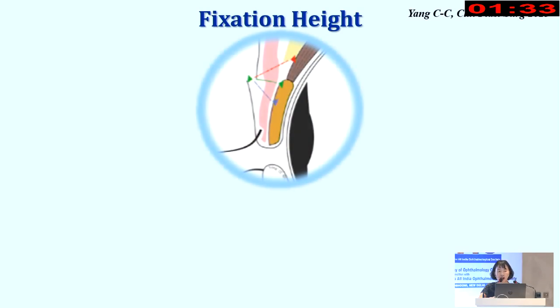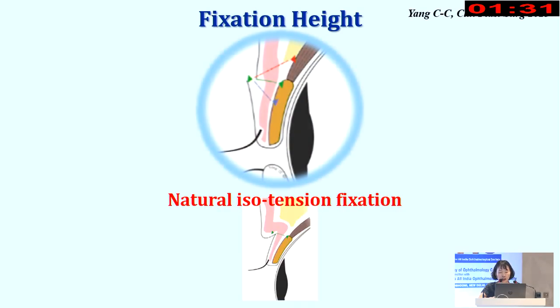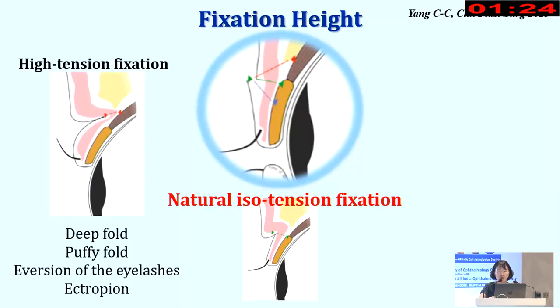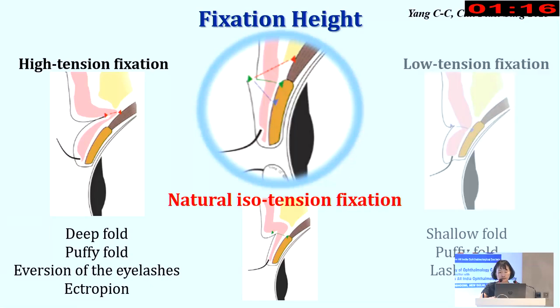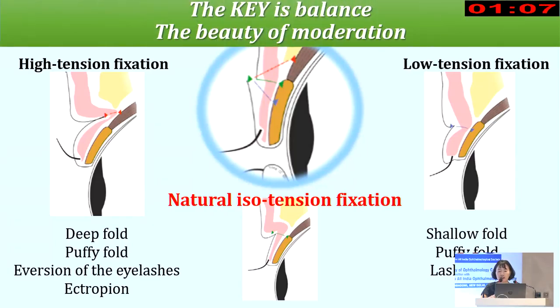The fixation height is very important. Isotangent fixation would make a very natural eyelid crease, but high tangent fixation would make a deep and puffy fold, and it would cause eversion of the eyelash and even ectropion. Too low tangent fixation would be undesirable too. So I think the key is balance, and the beauty of moderation is essential to every step of blepharoplasty.